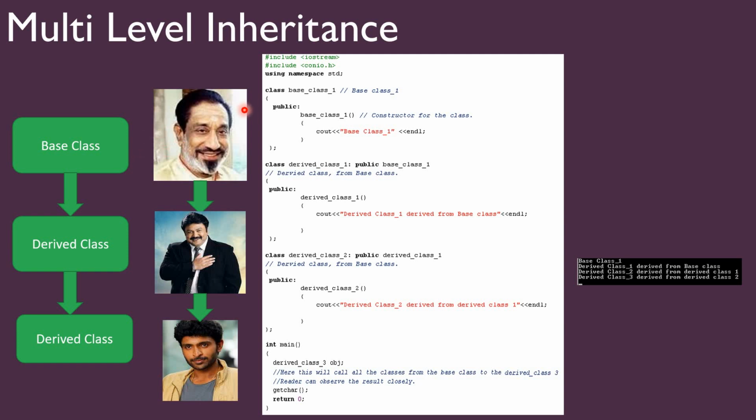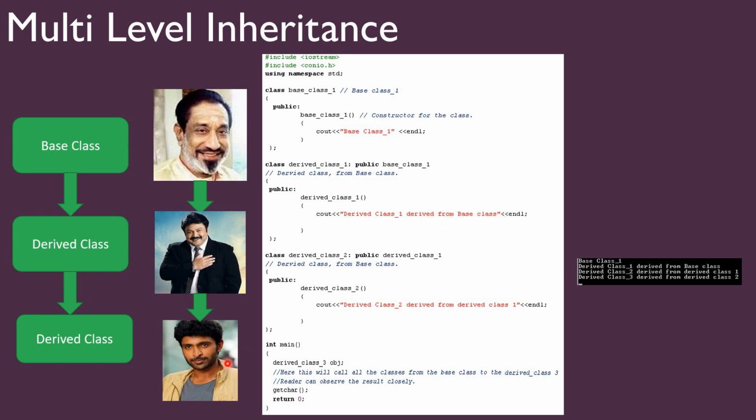So there is a base class, there is a derived class, and the derived class has given birth to another class. Now how do we handle it? Very simple. In the code we can handle it with these. I have got base_class_1, and inside that I print base class 1. I have got derived class 1. This is the first derived class. Prabhu is the first derived class which has been derived from base class 1. So it has been derived from Sivaji Ganesan, and Prabhu prints that derived class 1 derived from base class.